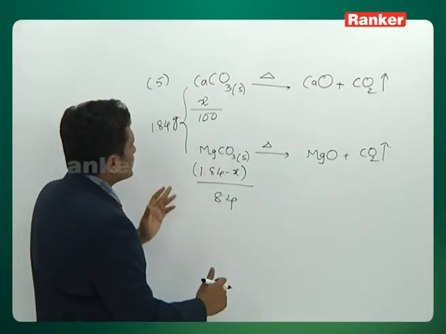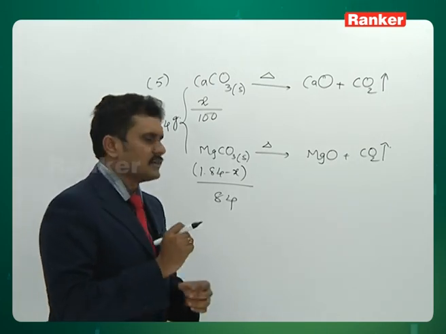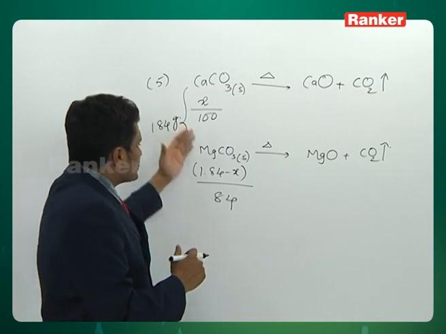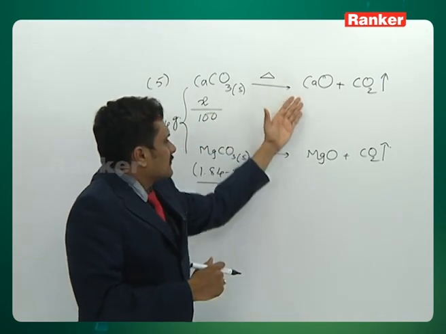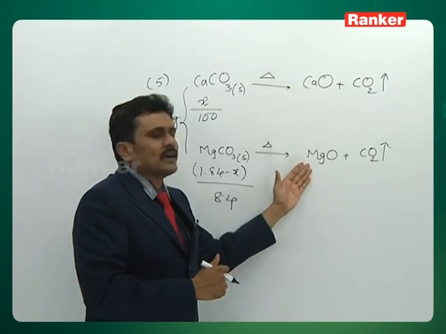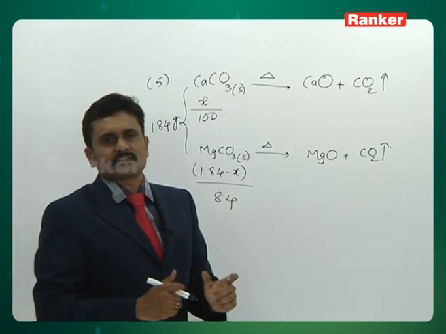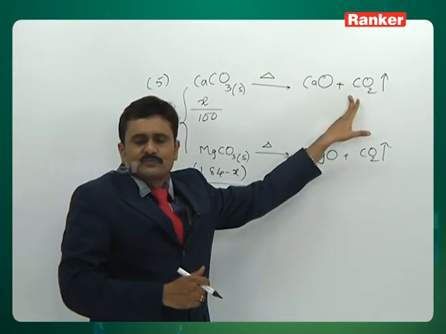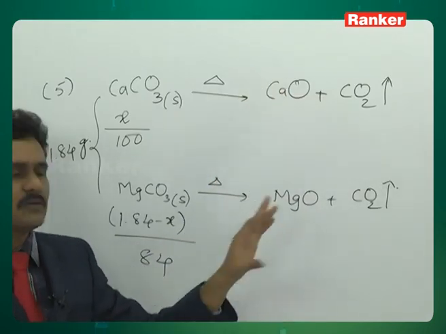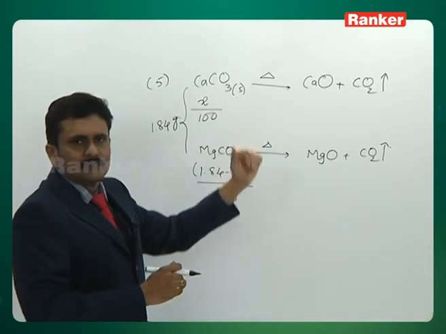Now after getting this, you can see the information is regarding the weight of the residue. Hence I will be converting this entire data into the weight of residue. You can see here that the residue is a mixture of CaO and MgO. Residue is something that will remain in the vessel after the reaction. You can see here carbon dioxide escapes from the vessel and only CaO and MgO remain. So I am going to convert the entire data into that.